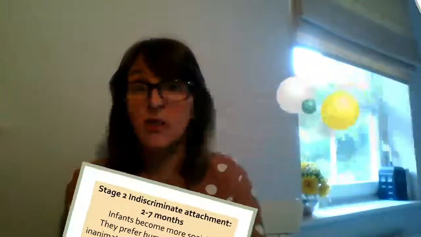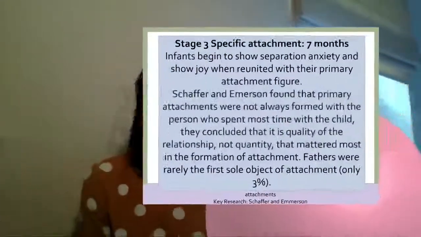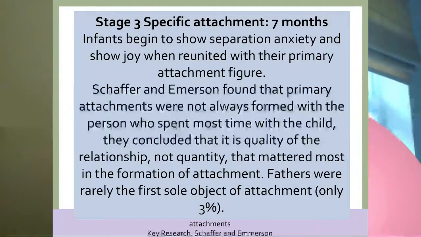Next we have stage 3, which is specific attachment. This is when the infants begin to show separation anxiety. They get upset when they're not with their primary caregiver or familiar people, and when that person comes back, they're really happy to be with that person. This happens around 7 months of age. They found that primary attachments went to the person that they spend the most time with.